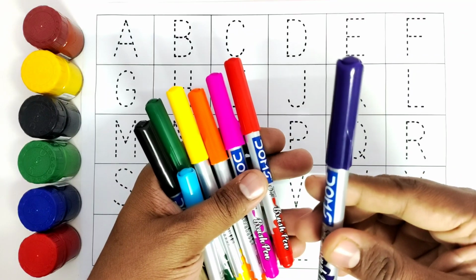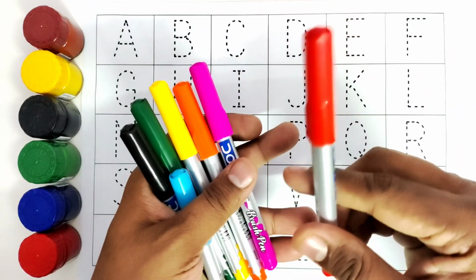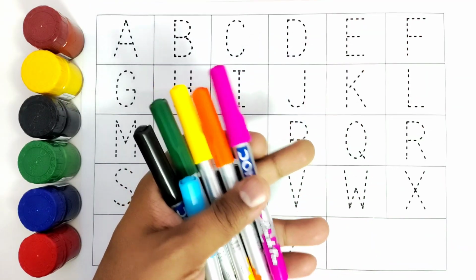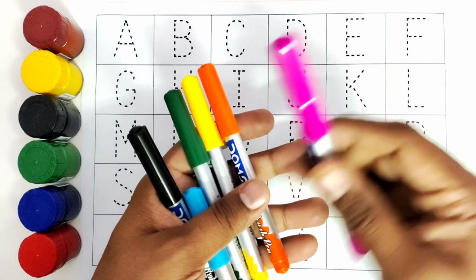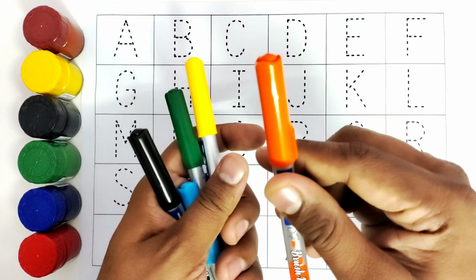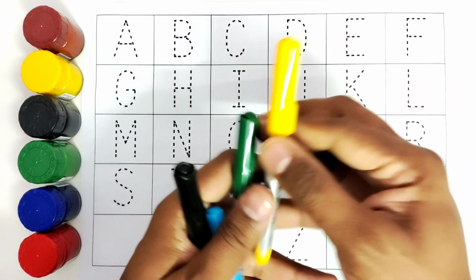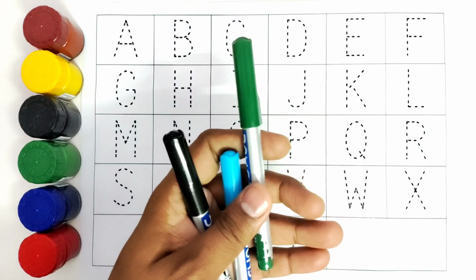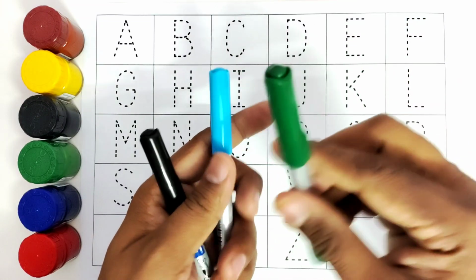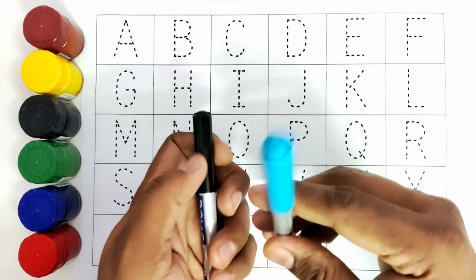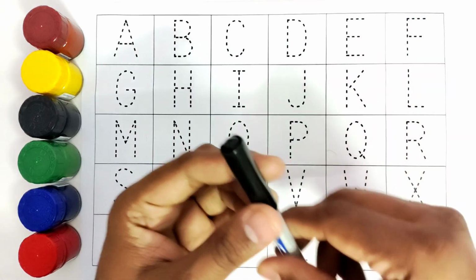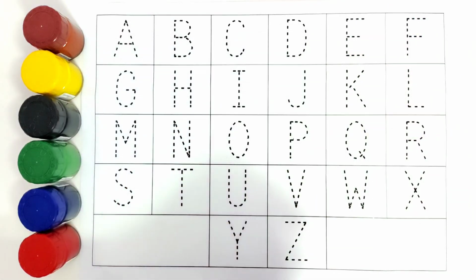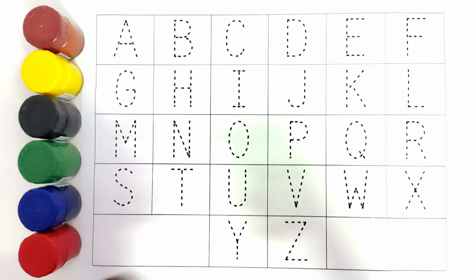This is purple color. This is red color. This is pink color. This is orange color. This is yellow color. This is green color. This is blue color. This is black color. Now we will start tracing all these letters.